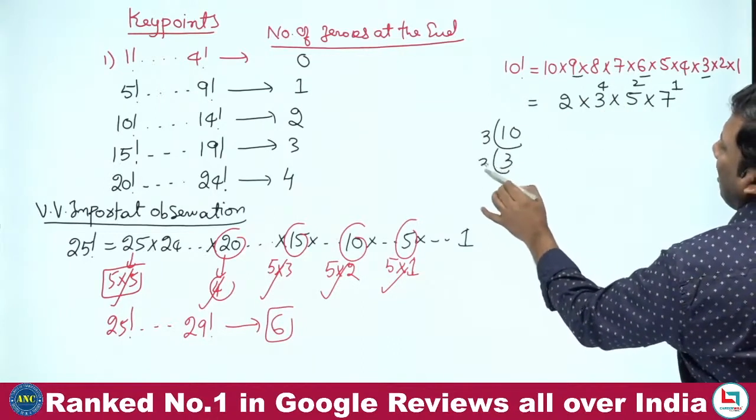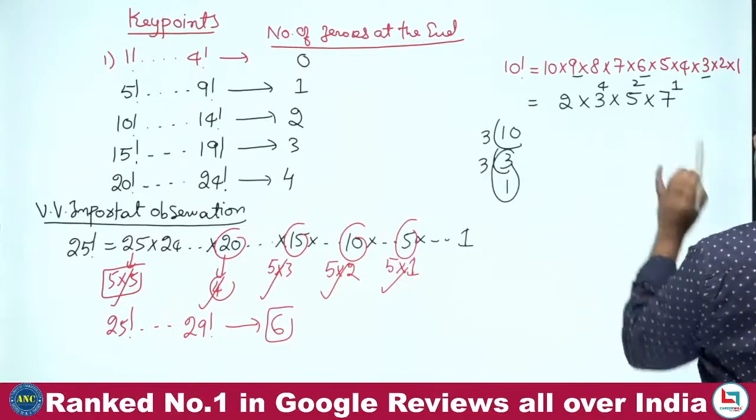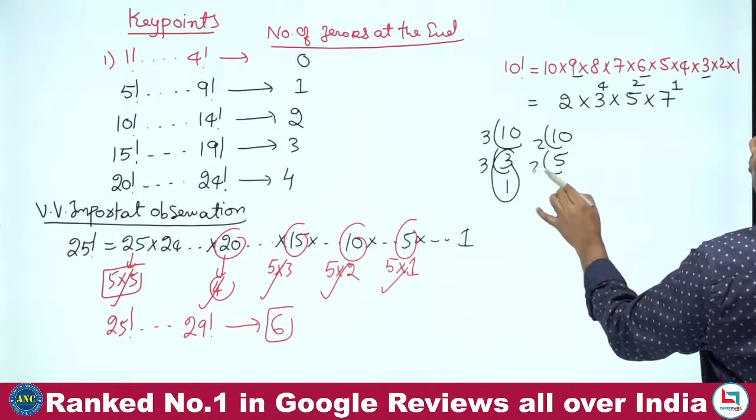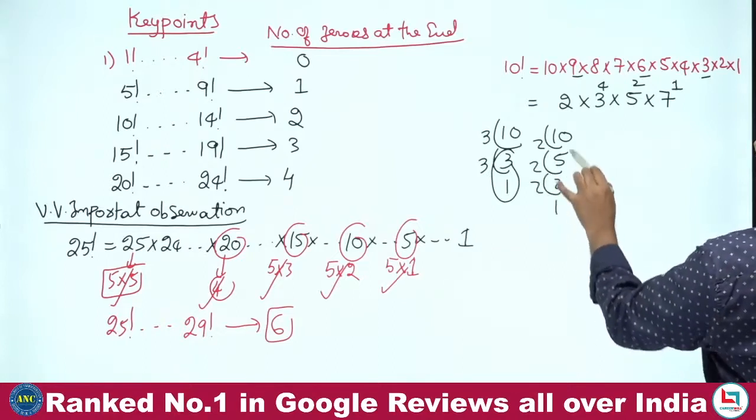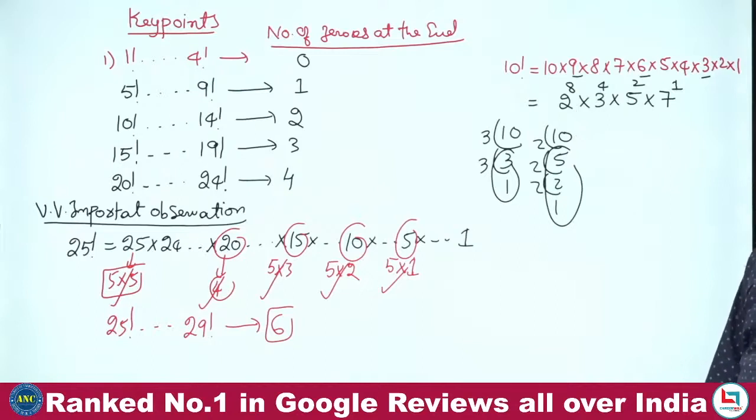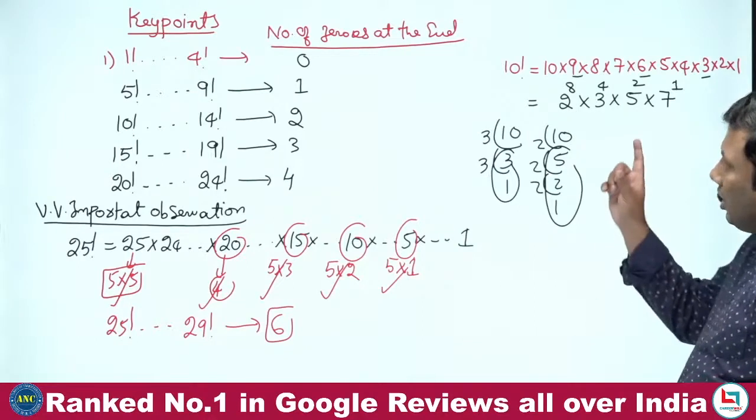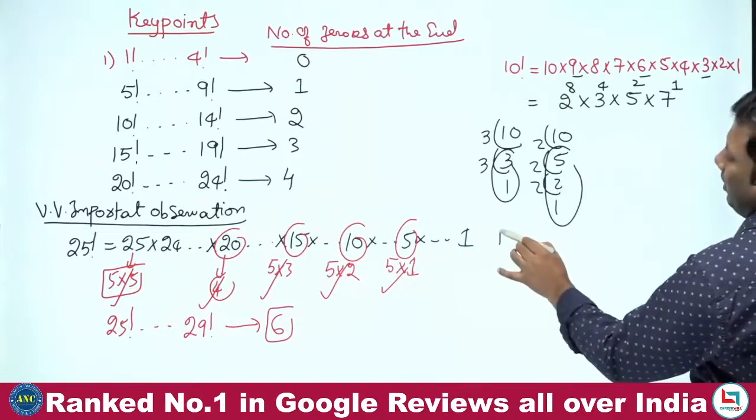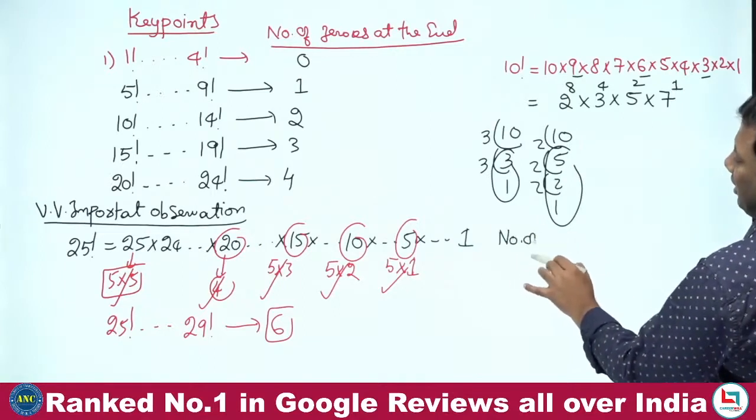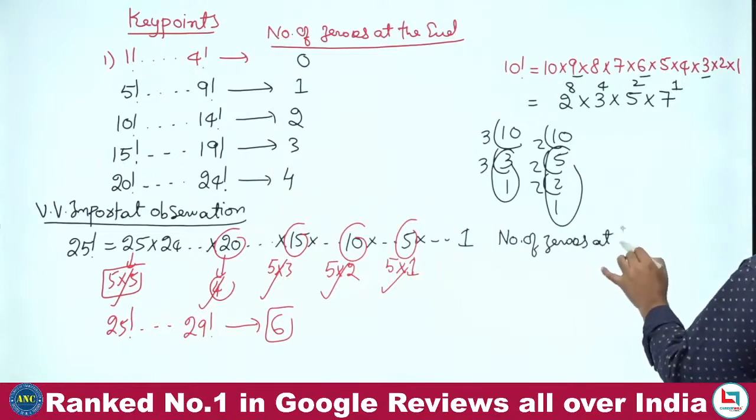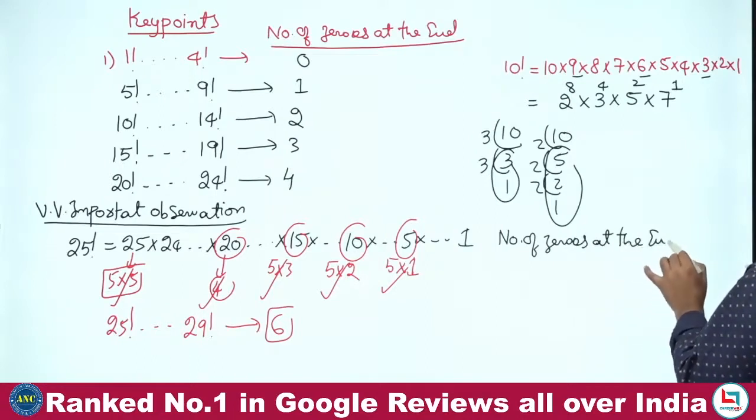3 threes are 9, 3 ones are 3. 3 plus 1, 4. So it is 2. 5 twos are 10. 2 twos are 4, 2 ones are 2. 5 plus 2 plus 1, it is 8. So 10 factorial is 2 power 8 into 3 power 4 into 5 square into 7. Number of zeros at the end, or number of trailing zeros.